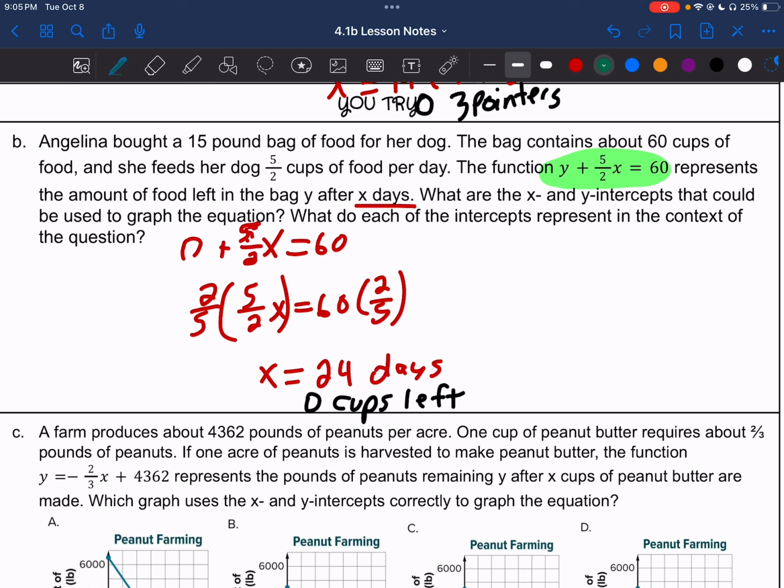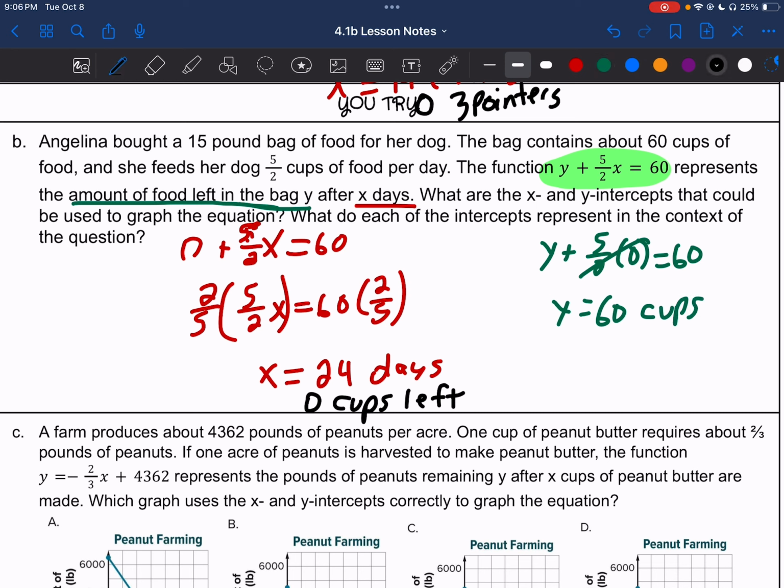Now let's find our y-intercept. So we have y plus 5 halves times 0 is equal to 60. 5 halves times 0, that cancels out, and we get y is equal to 60. And we know that y is being measured in cups, the amount of food left in the bag, so that's cups.